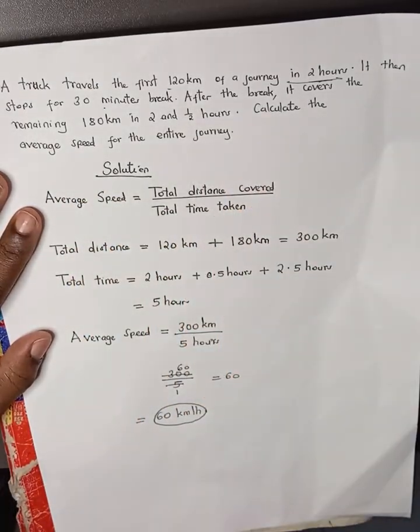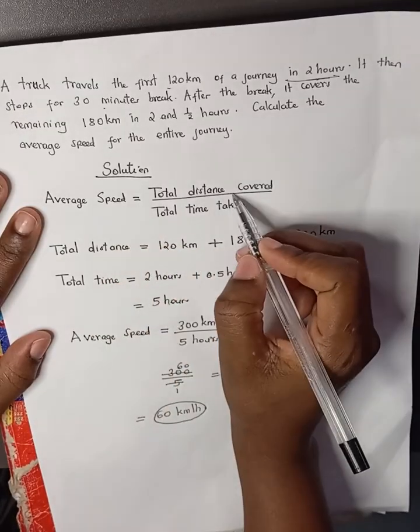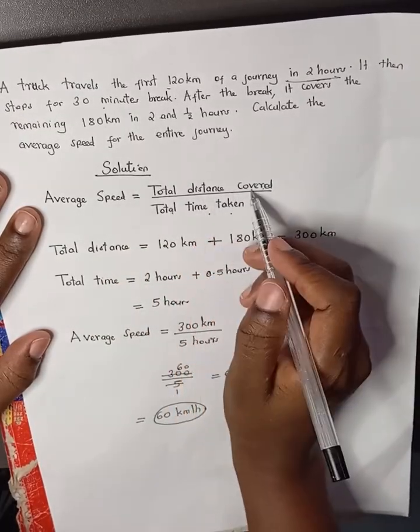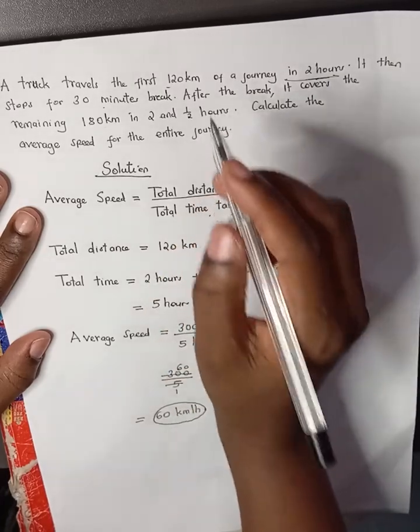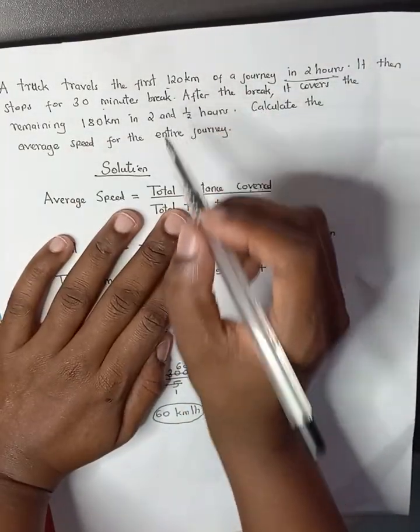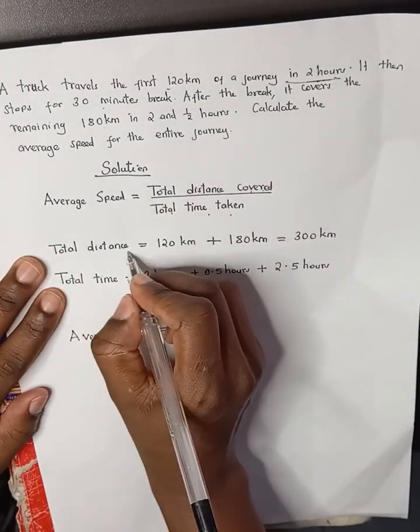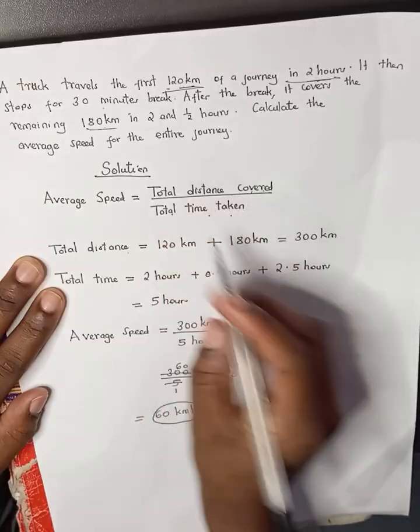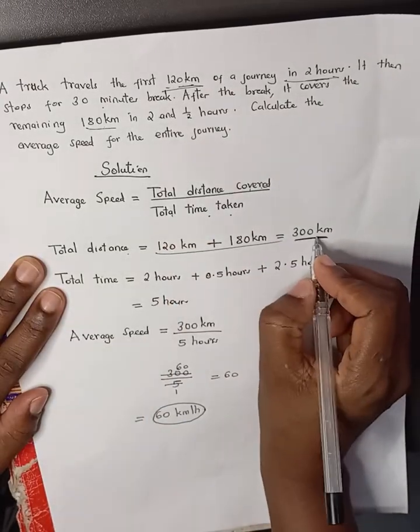You have to understand one thing first. Average speed is the total distance covered over the total time taken. Now, for total distance covered, because our question is given in kilometers and hours, it's simple. For total distance, you just add the distances: 120 kilometers plus 180 kilometers, which is 300 kilometers.